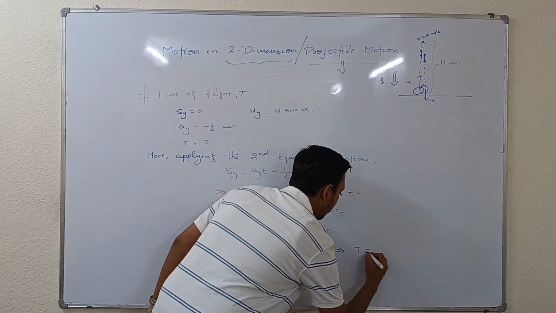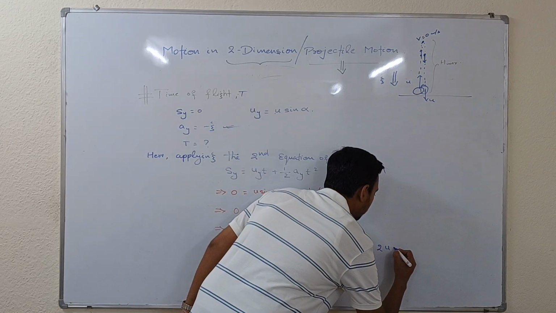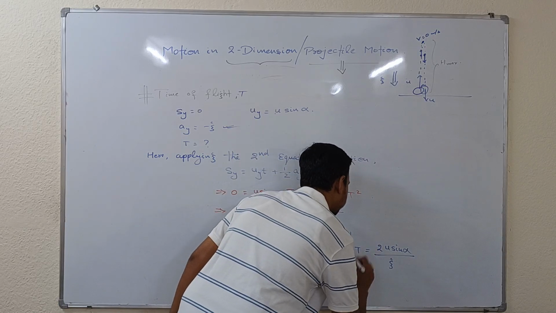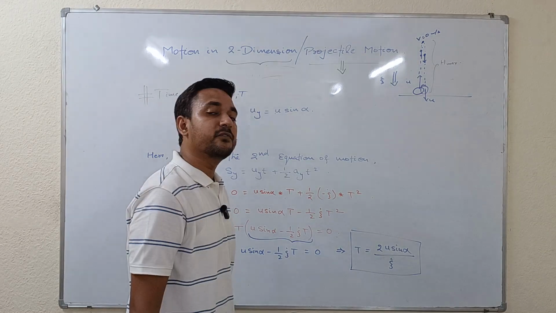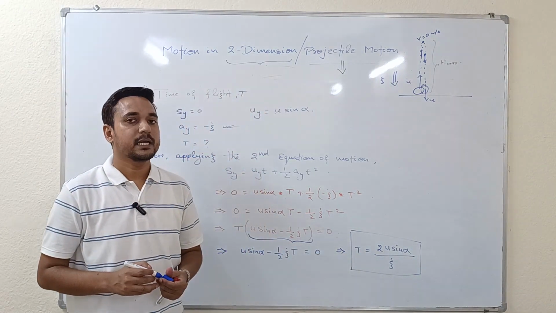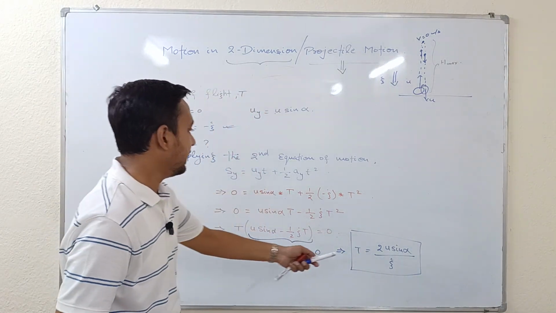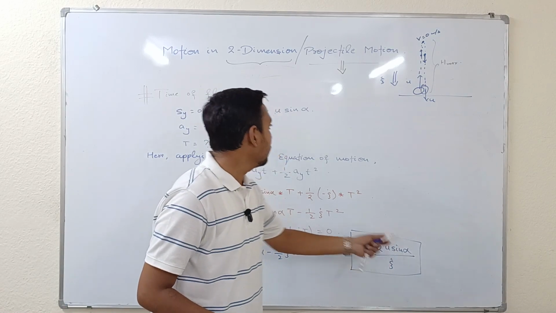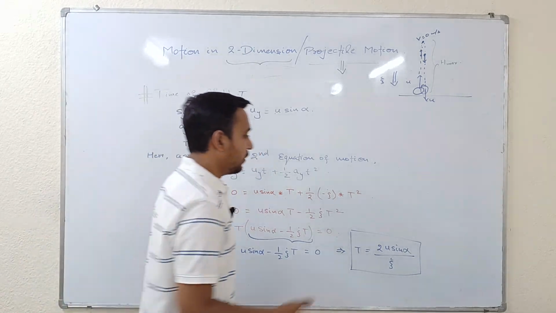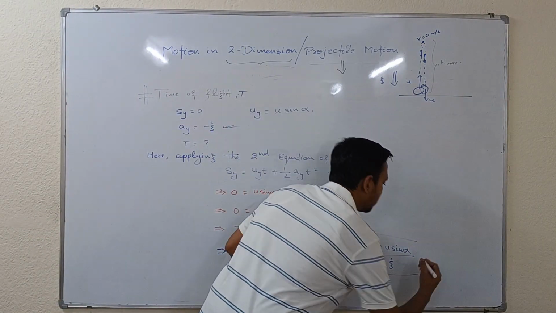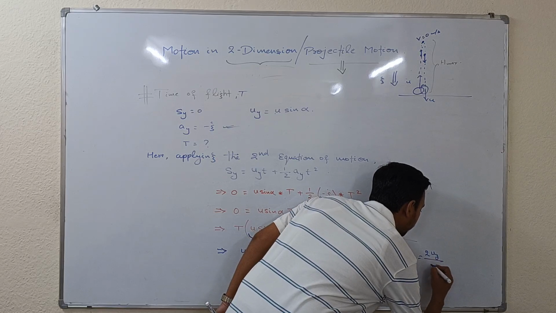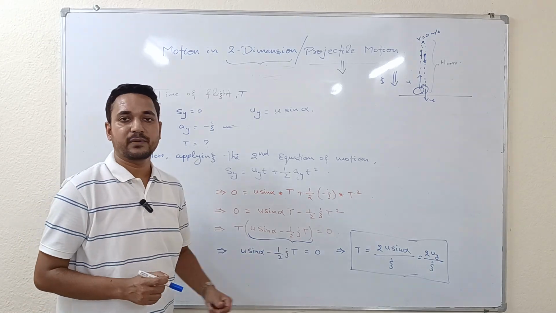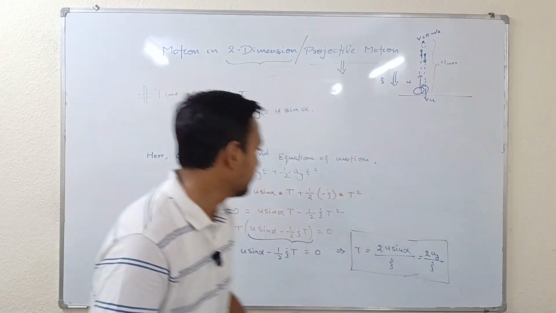So from here we have got the time of flight, that is equal to 2u sin alpha divided by g. If we observe here, it is 2u sin alpha, and u sin alpha we know is nothing but uy. So I can also write it as 2uy by g. So this is the time of flight. This is the equation of time of flight.